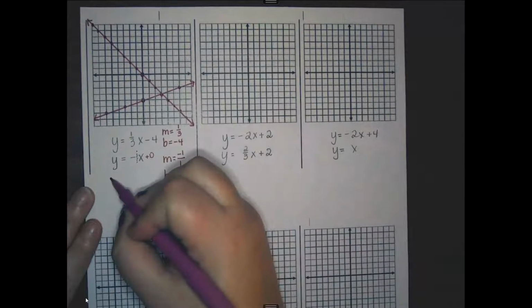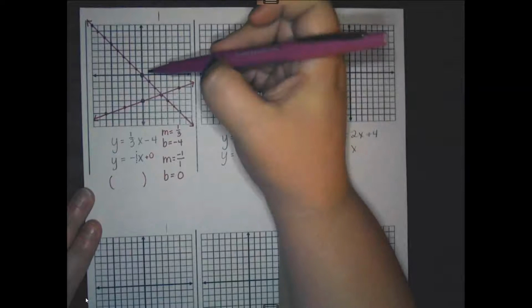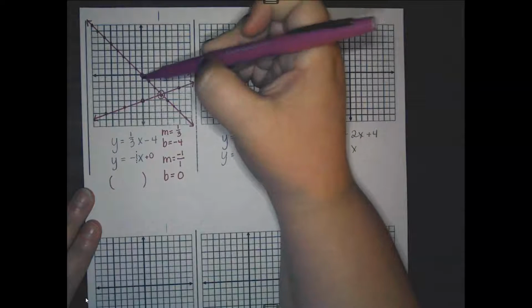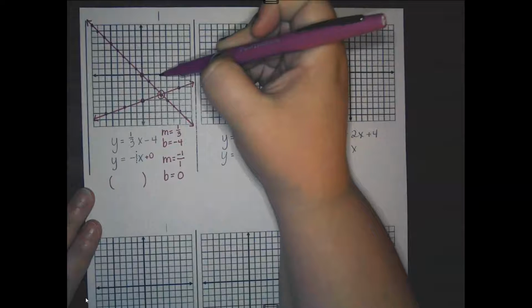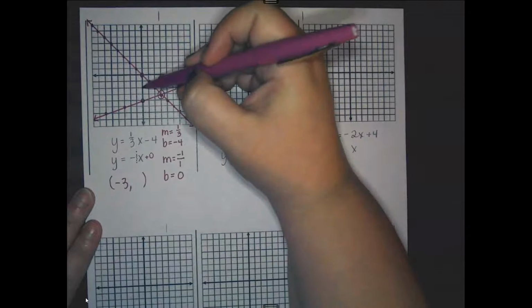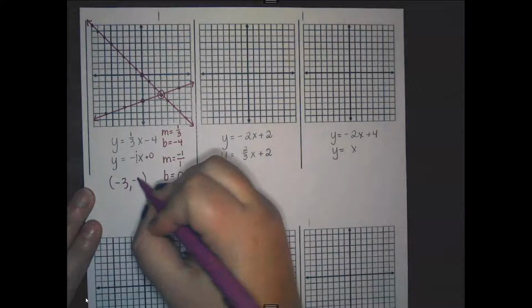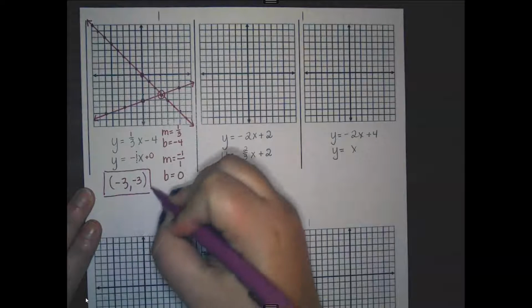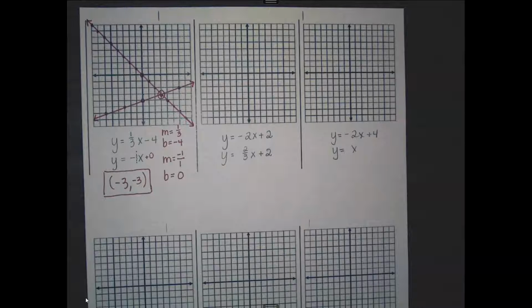All right, so my solution is always going to be a point. So here's my intersection. 1, 2, 3. So my x value is -3. My y value, 1, 2, 3, is -3. So there is my solution. Sorry if I'm going really fast. I'll slow down on this one. I'm really sorry.